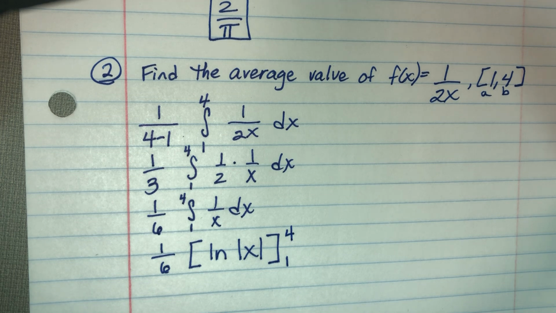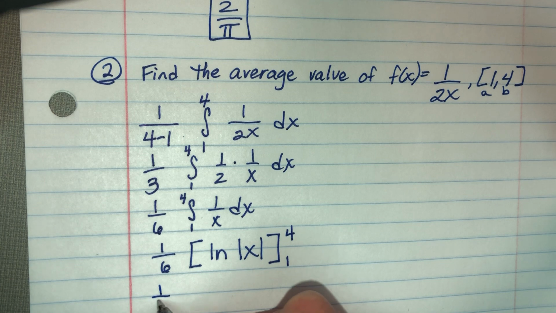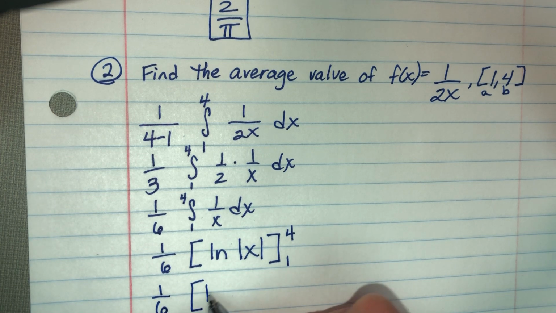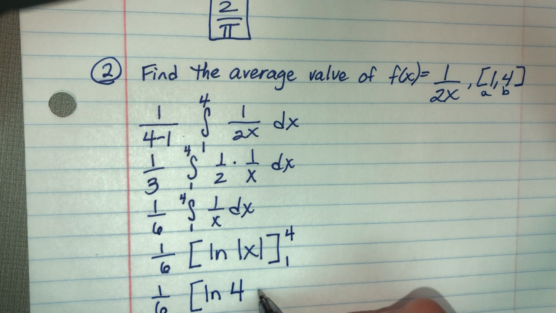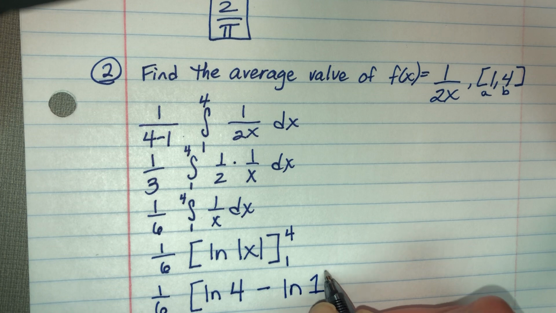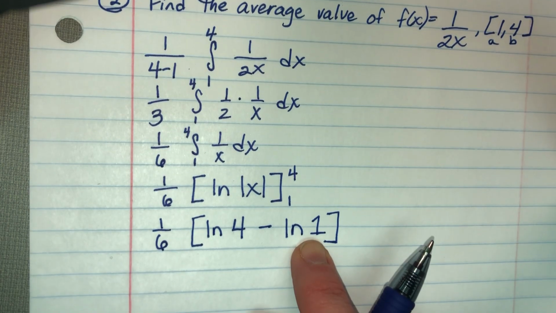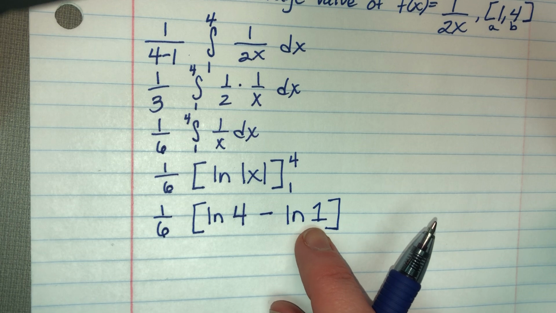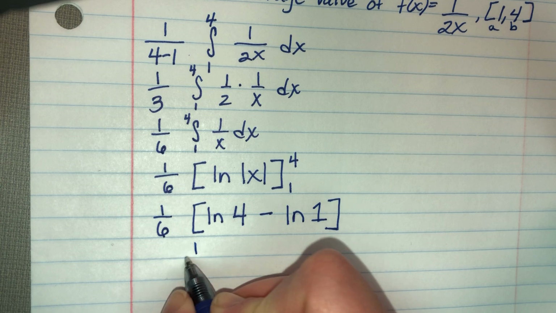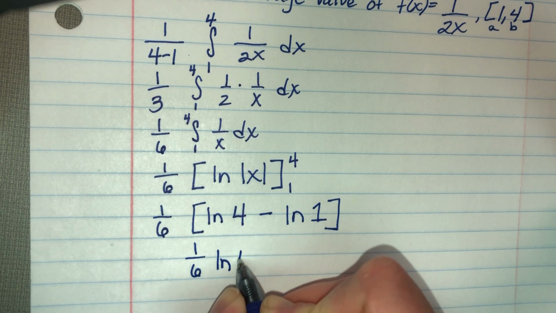So we're going to sub in the upper number, subtract what we get when we sub in the lower number. 1/6 of the natural log of 4, and the absolute value of 4 is 4, so we don't need the bars anymore, minus the natural log of 1. And of course, we remember that the natural log of 1 from algebra 2 is equal to 0. So this is just 1/6 times the natural log of 4.